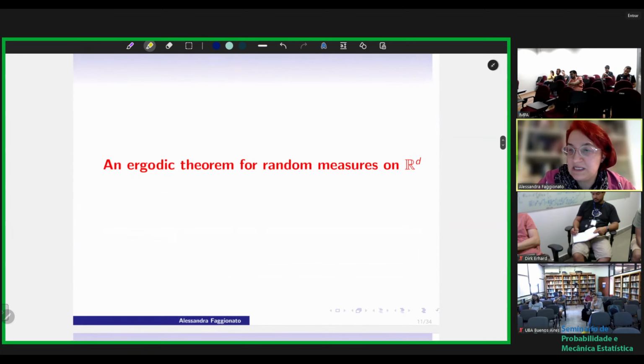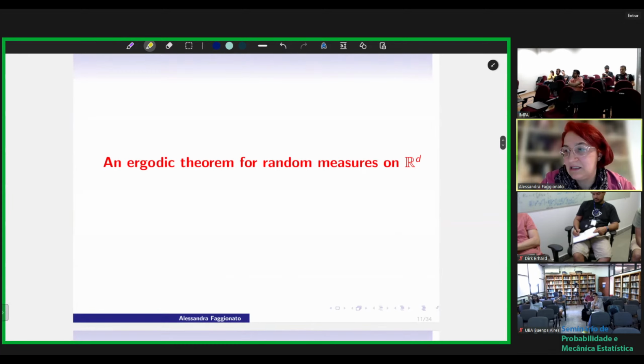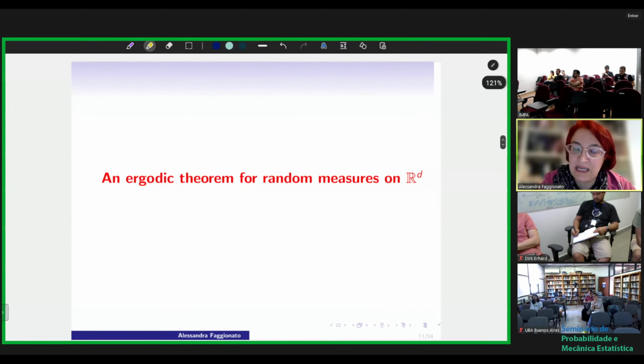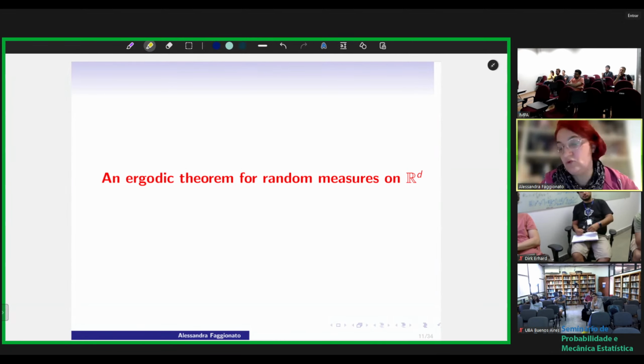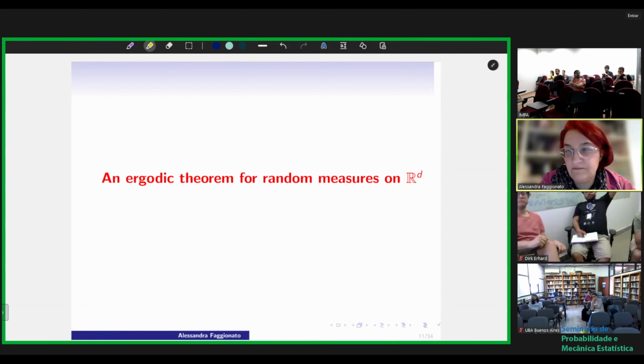Okay, now this is abstract. I wanted to apply this theorem, show an application to something still abstract, but a little more concrete, and then we will arrive to something concrete. From this result, I obtain an ergodic theorem for random measures on R^d.